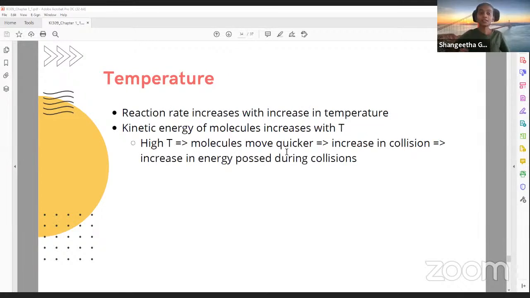Now, another thing you can do is increase the temperature. When you increase the temperature, your reactants will have more energy to move, so they will have more collisions. More collisions will give you product faster. Higher temperature, your molecules will move quicker. That will cause an increase in the collisions and eventually an increase in the energy possessed during the collision. So the rate of reaction increases with an increase in temperature.